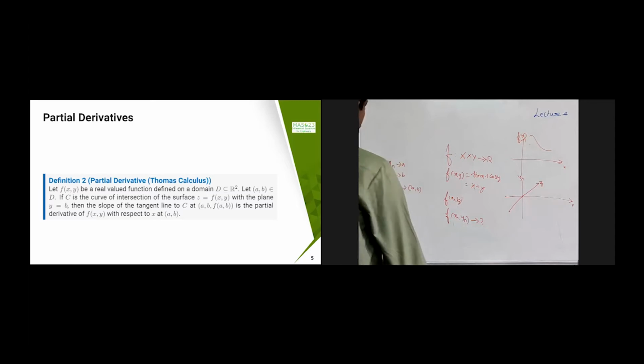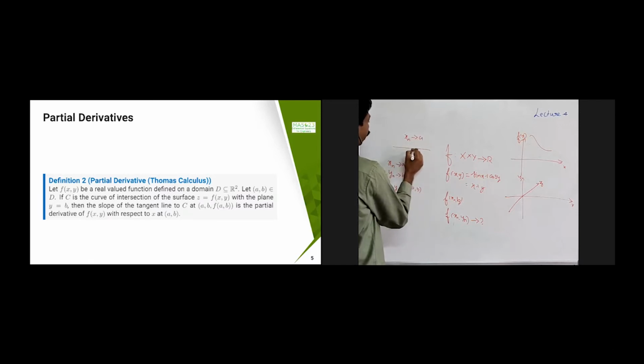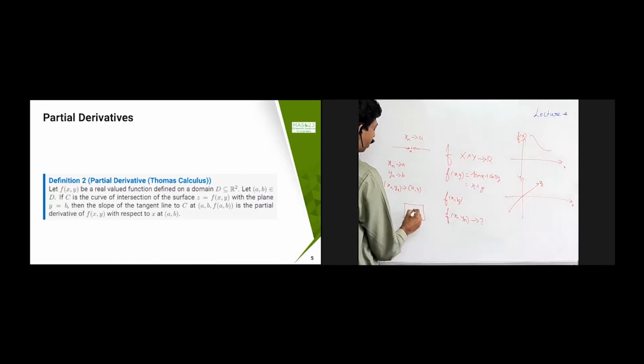When I say x_n tends to a in the real line, it means either it can approach from this side or from this side. Whereas for (x_n, y_n) tends to (a, b), my point is somewhere here, and I can approach in any direction. I can approach from here, from here, or keep my b fixed and approach along x_n, or keep a fixed and approach from here. Many different curves are possible. For all these combinations you have to check whether the limit exists.